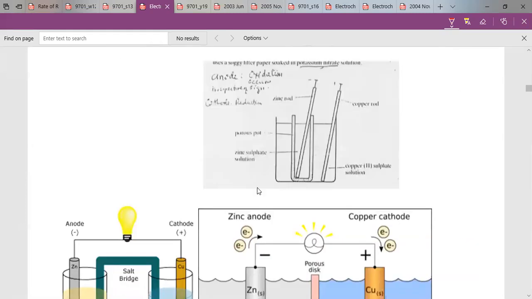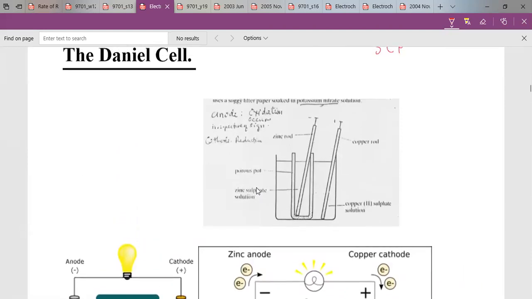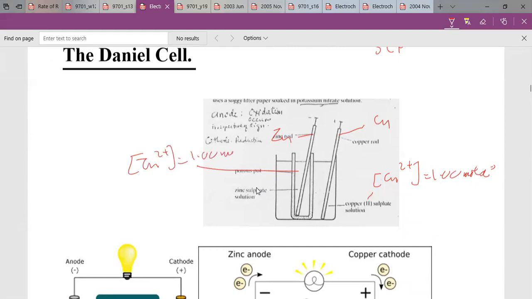Now here is a Daniel cell. Remember the Daniel cell, with 2 cells here without any hydrogen electrode, it's copper here, and here's copper 2 sulfate. The concentration of Cu2+ here is equal to 1.00 moles per dm cubed. Then it's zinc here, and this here is a porous pot. I can put anything like, say, Zn2+ here equals what? 1.00 mole per dm cubed. So forth. I now connect this part to a voltmeter here.